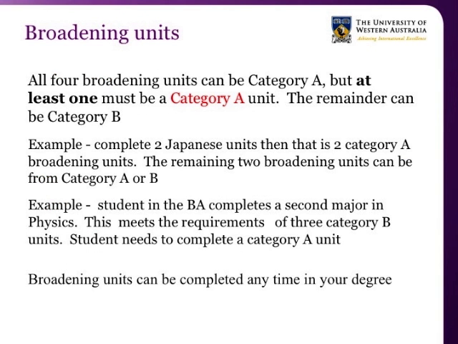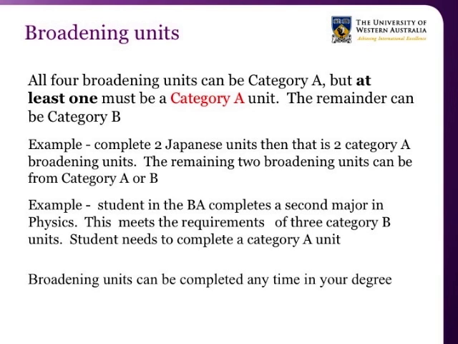At least one of your broadening units must be from Category A. However, if you wish, you can complete 2, 3, or 4 Category A broadening units. If you complete 2 Japanese units, then you've completed 2 Category A broadening units. The remaining 2 broadening units can be from Category A or Category B.